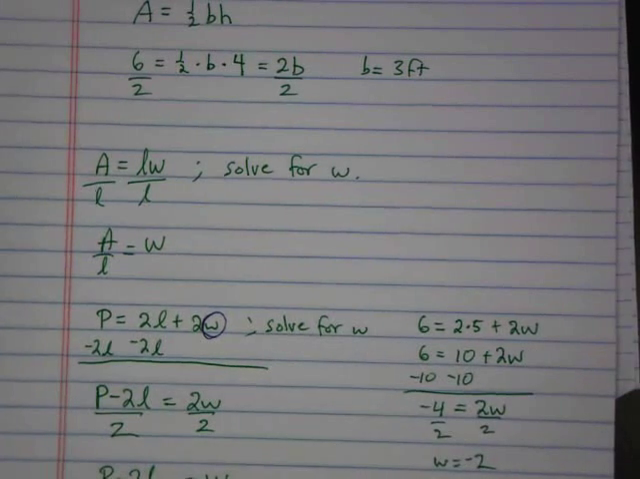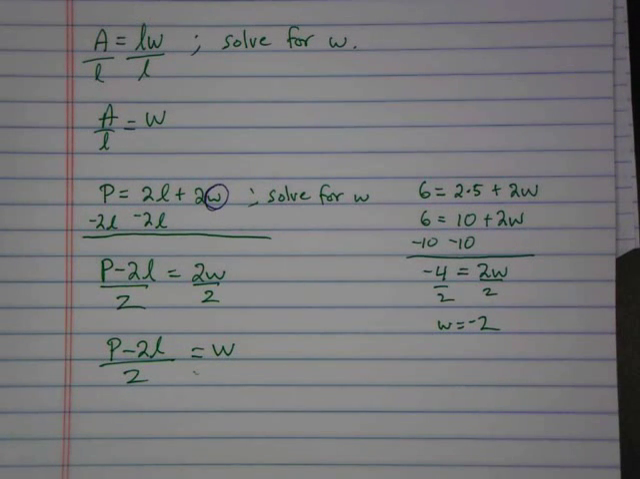Couldn't you do P over 2 minus L? Yes, you could if you wanted to. After you do minus 2L, it's going to be P minus 2L equals 2W. Questions on that one? Would P minus L be acceptable?